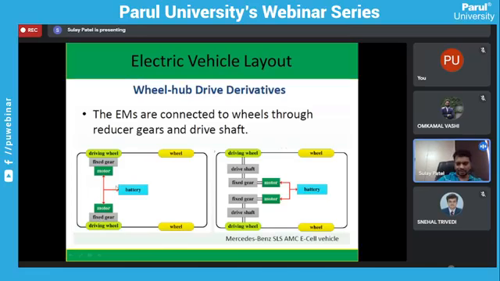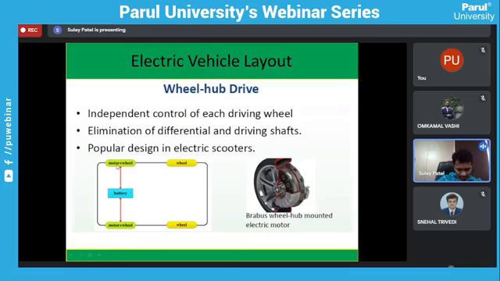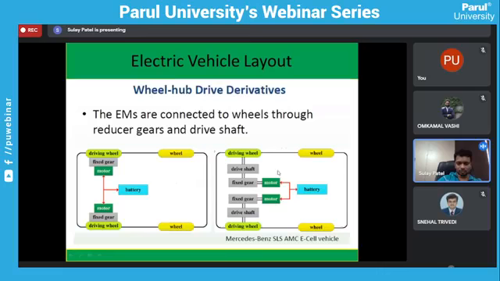So in this case, you can see the motor and wheel. In this wheel, you can see there is a motor, and in this particular motor there is a fixed gear ratio. A planetary gearbox is also available. So this has been elaborated over here.